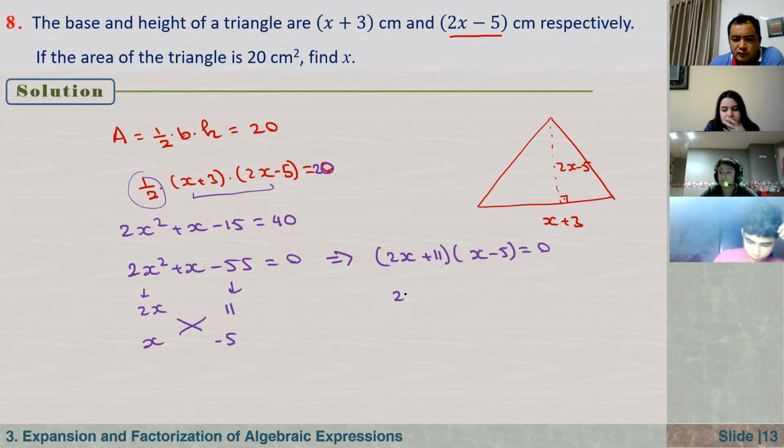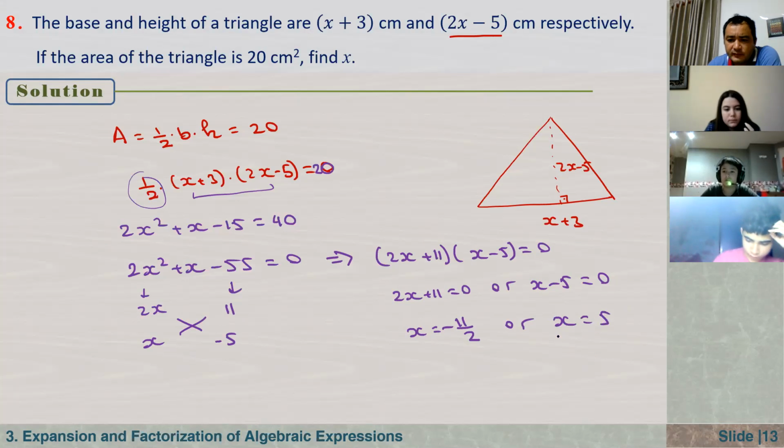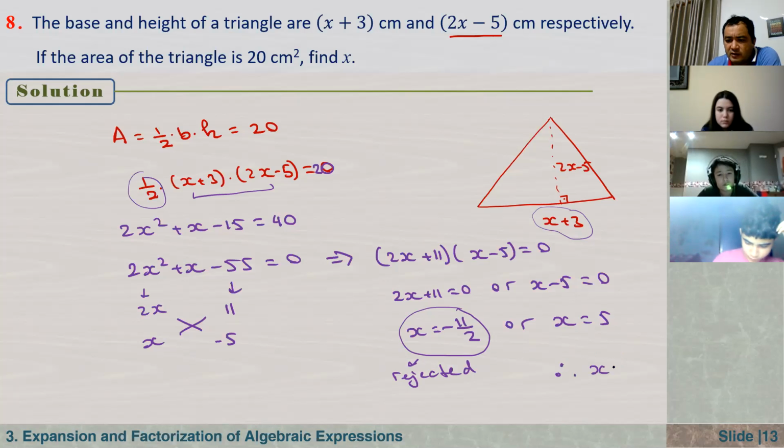So from here, 2x plus 11 should be equal to 0, or x minus 5 should be equal to 0. From the first one, x equals negative 11 over 2. From the second one, x equals 5. If it is minus 11 over 2, if you substitute here, it will be negative. So negative cannot represent the length. So this one is rejected or inadmissible. The question is find the value of x. The value of x is 5.